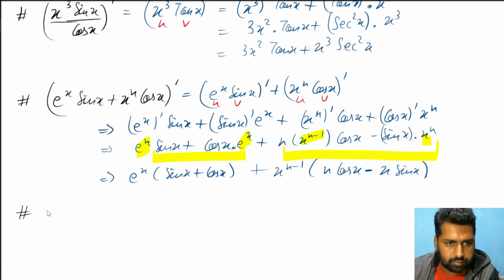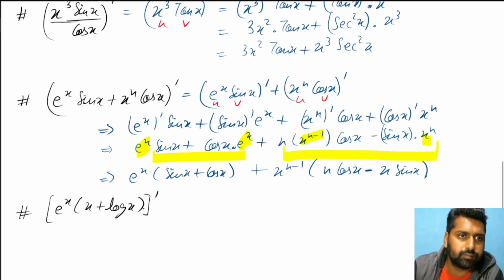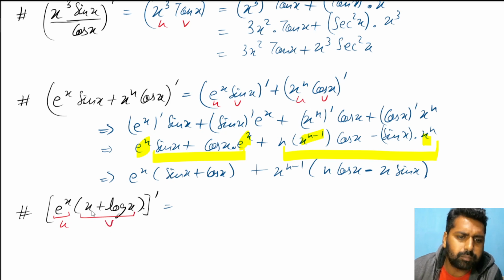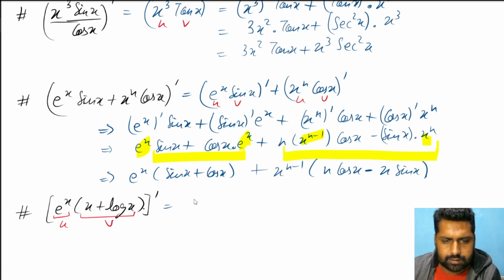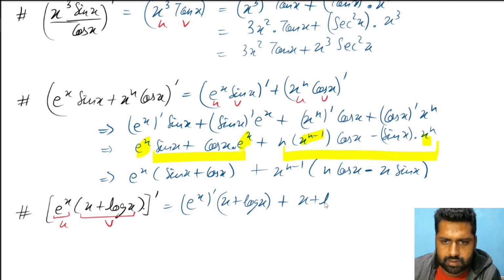Then you can do differentiation of e raised to power x, (x plus log x). Now what we'll do is we'll consider this u. Okay, this e raised to power x is u, but this v is slightly complicated, but still we'll completely call this v. And the differentiation is e raised to power x differentiation, the other term as it is, (x plus log x), plus differentiation of (x plus log x), e raised to power x as it is.